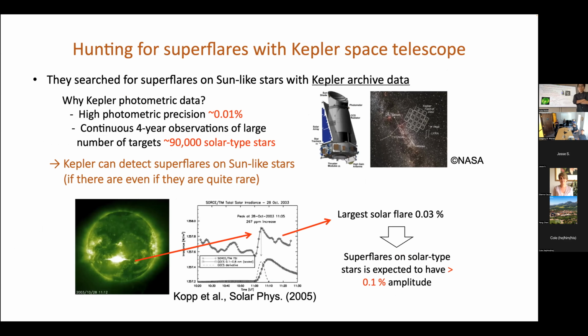But we asked the question: is this really true? There were good data sets. So we use the Kepler space telescope data. Kepler was originally designed for exoplanet search. This spacecraft observed one area of the sky continuously for 4 years. It was to search for exoplanets.